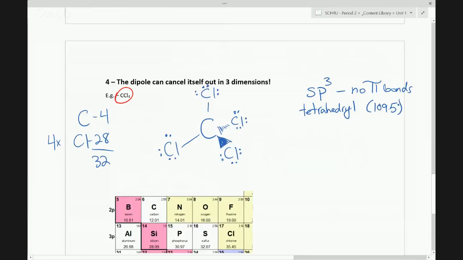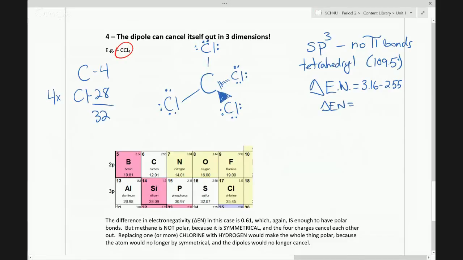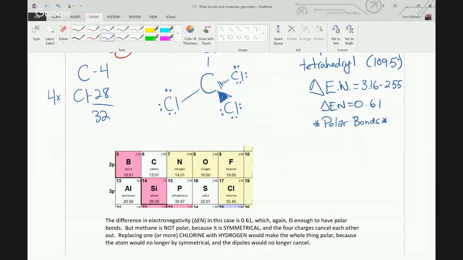All right, and then if we looked at the difference in electronegativity, we'll see that chlorine has 3.16 and carbon's is 2.55. And that works out to a difference in electronegativity of 0.61. All right, and that means that it has polar bonds, which means that we have to come in here and draw dipoles.